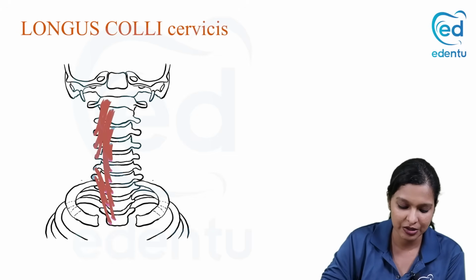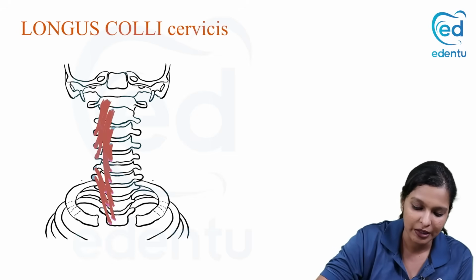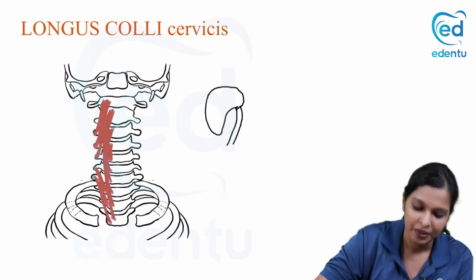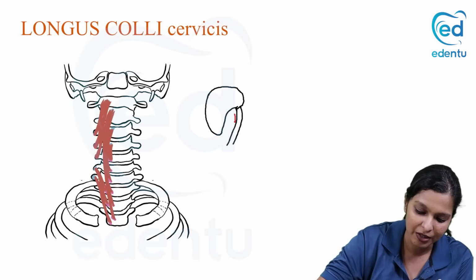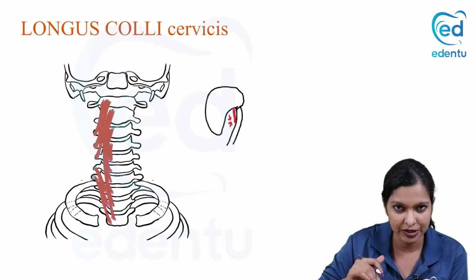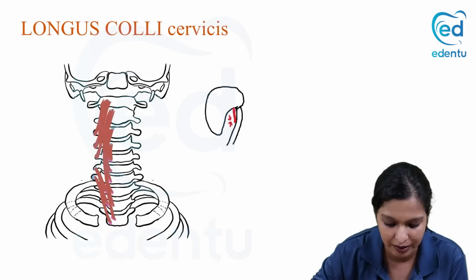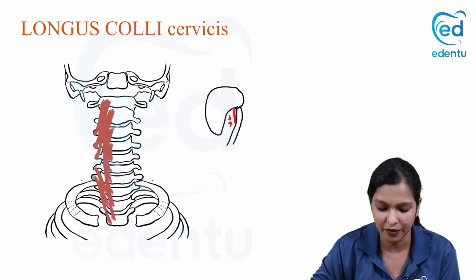Regarding the action, just remember this common fact. Let's assume this to be the skull, and this to be the vertebra that is attached to it. Any muscle that is present in front of the vertebra, in the prevertebral region, when it contracts, it will cause flexion of the neck, or cervical vertebra. So that is about the prevertebral.